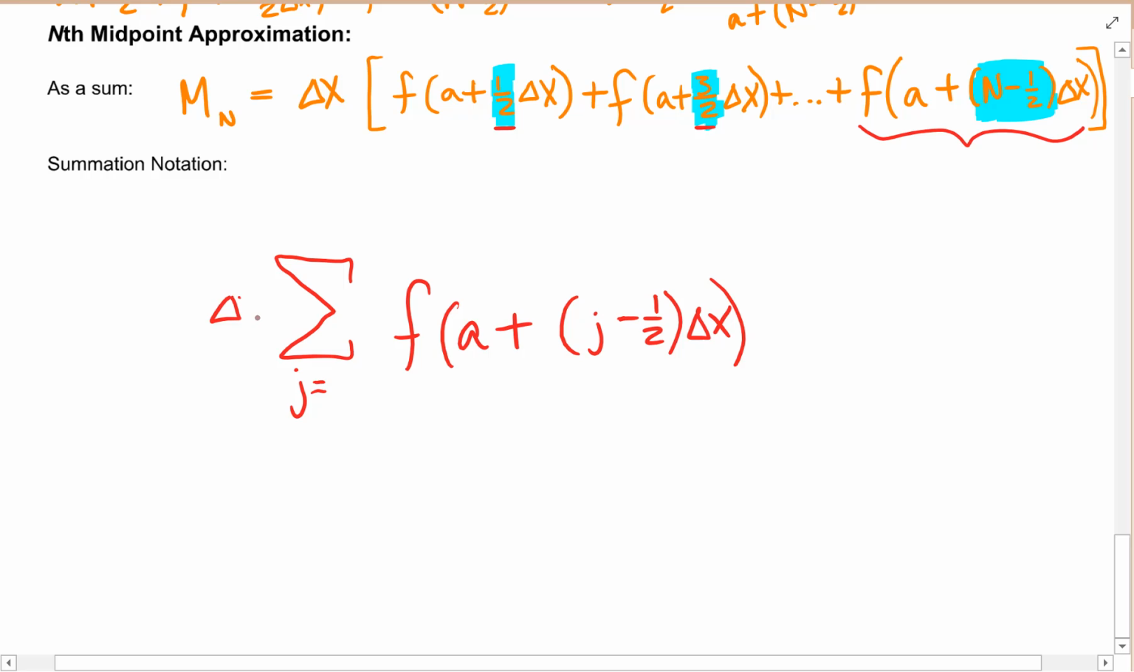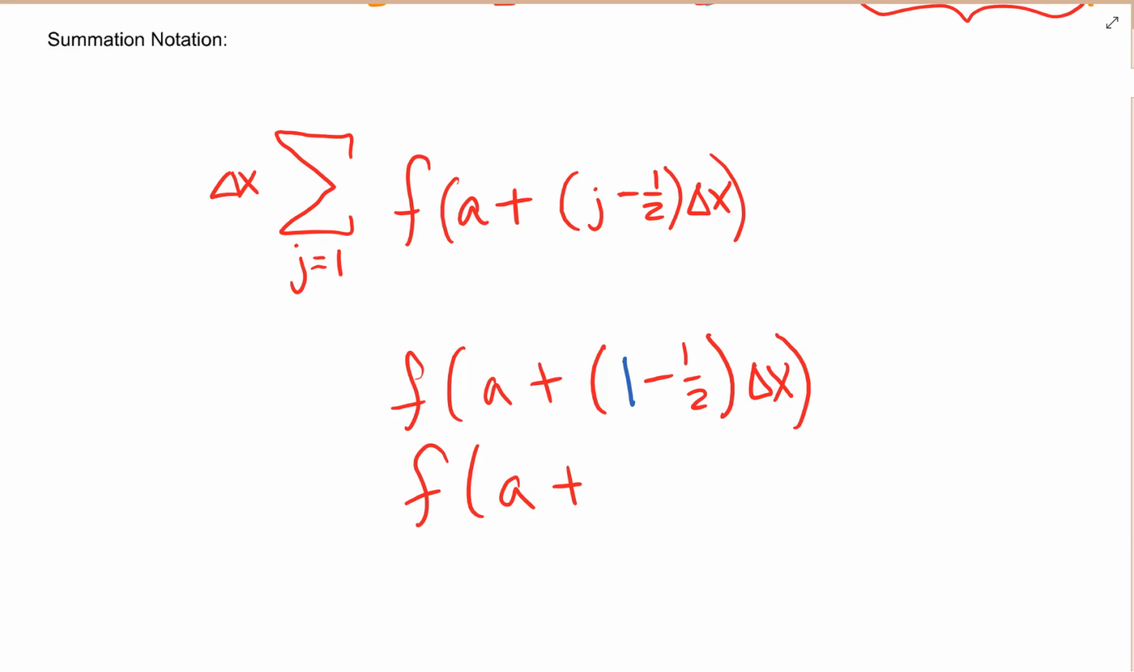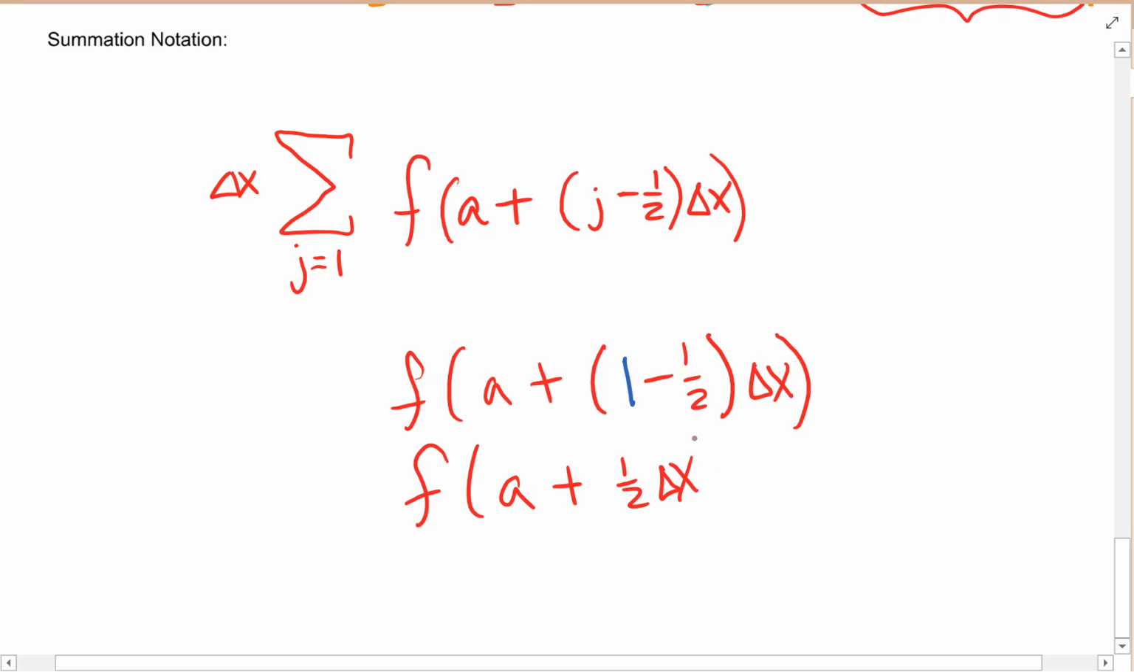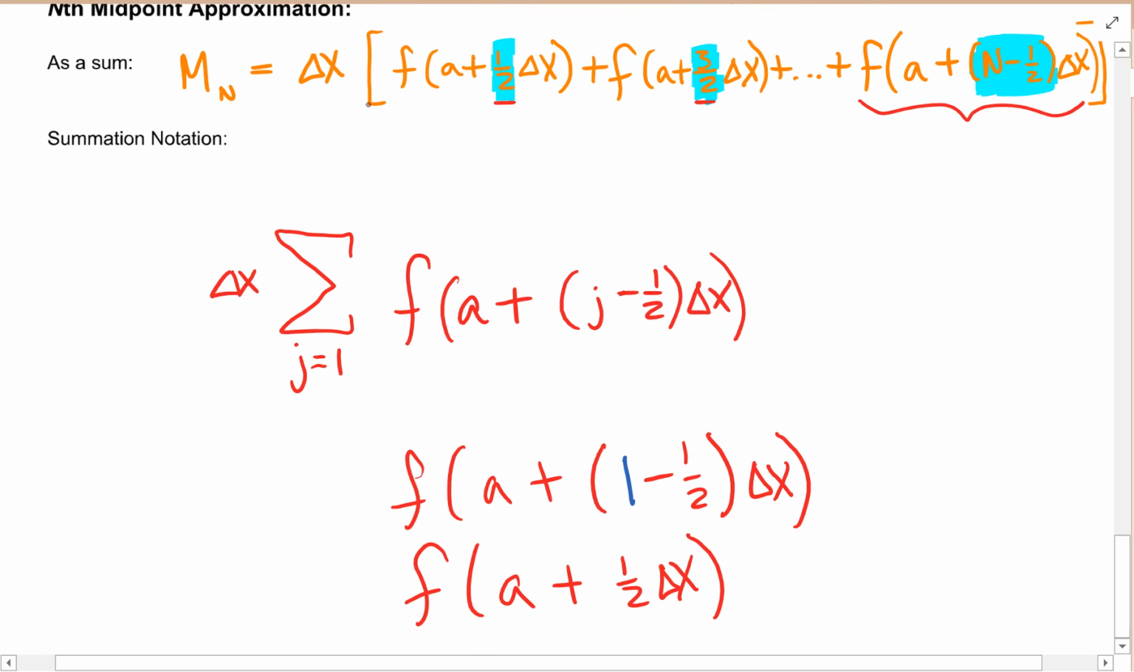And what would be our starting point? Don't forget, we do have to factor out delta x here. Our starting point, well, what j value would we need to plug in order to get this term, right? Because this is the first term. So if I plugged in 1, what would I get? Oh, 1 minus 1/2, that's 1/2. So does plugging in 1 get me the first term? Yes, it does. So my starting value would be 1.